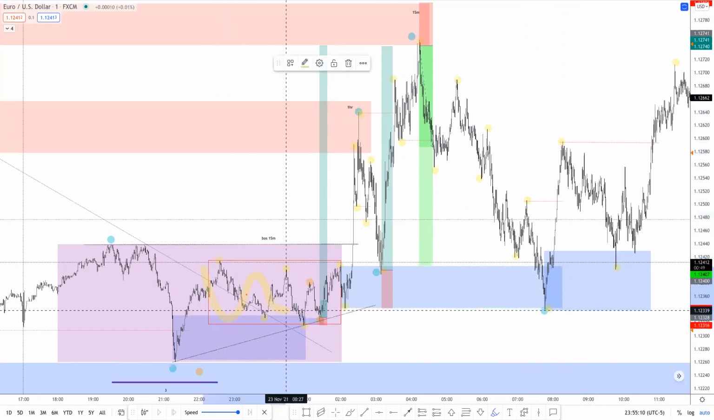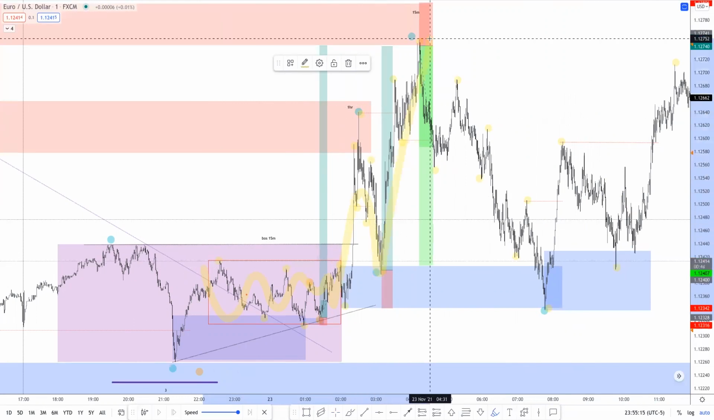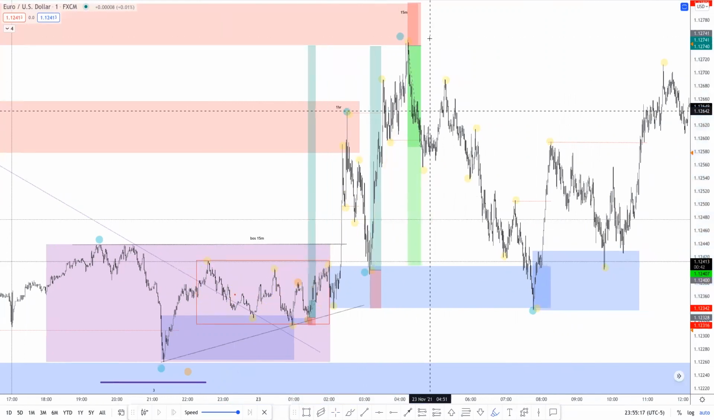We have our liquidity buildup, and then we have our break, our retest, and then price flies. It's very, very important. Daily cycle is extremely important.